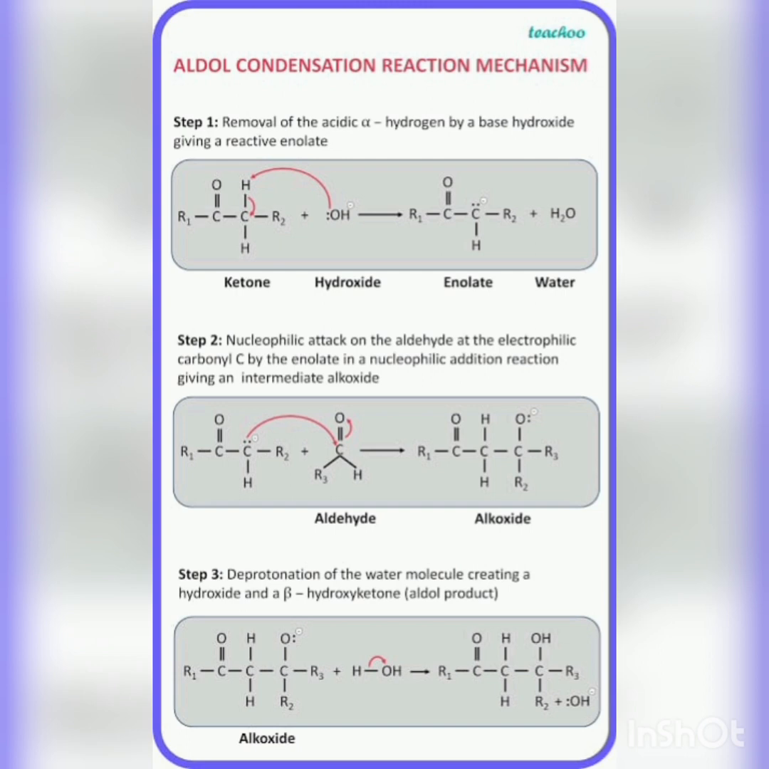Hi everyone, now we are going to discuss the aldol condensation and crossed aldol condensation. So what is this aldol condensation? Actually, aldol condensation occurs in aldehydes having alpha hydrogen with a dilute base to give beta hydroxy aldehydes called aldols. That beta hydroxy aldehydes are called aldols. This reaction is most commonly known as aldol condensation.